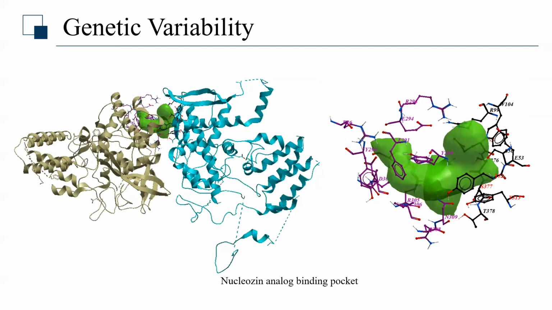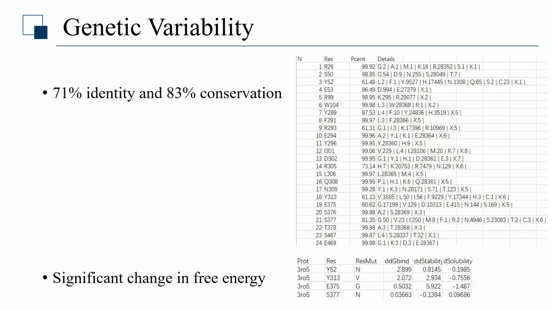The binding pocket of the nucleozin analog is lined with the residues shown on the right, and we can see the pocket on the left. A multiple sequence alignment indicates a 71% sequence identity and 83% conservation among the 24 residues lining the nucleozin analog binding pocket. So out of the 24 amino acid residues, 83% are almost completely conserved.